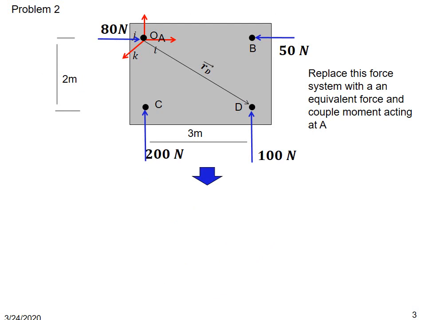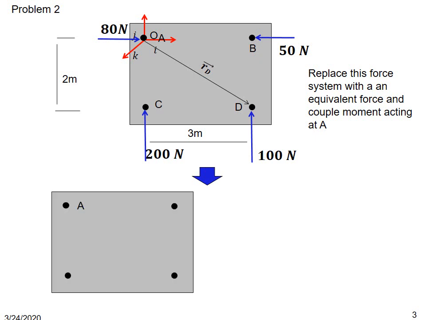Consider another problem. In this case, we have a rectangular block which is acted on by four forces, 80 Newton acting at A, 50 Newton acting at point B, 200 Newton acting at C, and 100 Newton acting at D. The reference coordinate system is placed at O, which coincides with the point of application of the 80 Newton force at A. Replace this force system with an equivalent force and couple moment acting at point A.